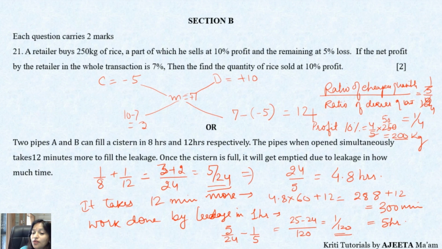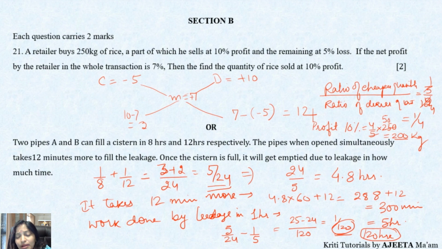So 120, if the tank is completely full then 120 hours, this is for hours, okay, we are calculating with hours only. So in 120 hours it will be empty due to the leakage. Clear to all? It will be empty due to the leakage.